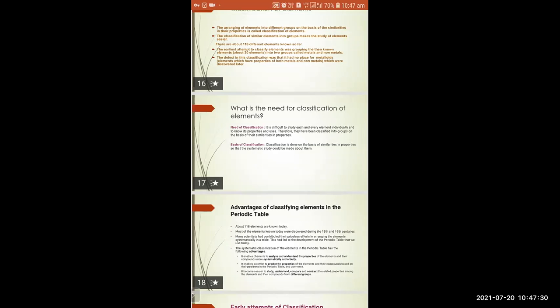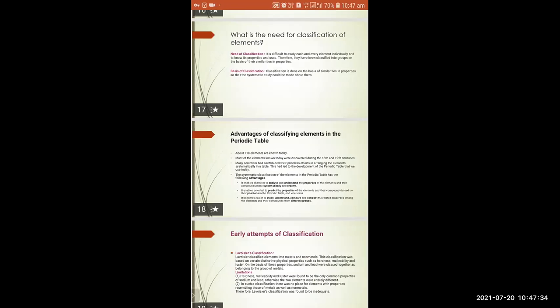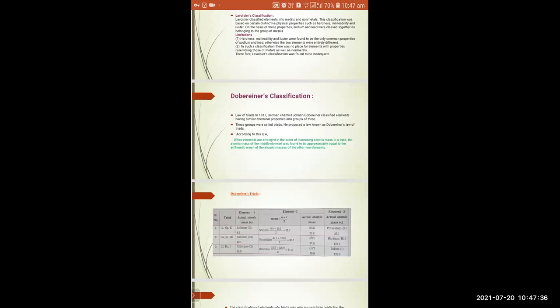Then we studied about Dobereiner's classification. According to Dobereiner, when the elements are arranged in the order of increasing atomic mass in a triad, the atomic mass of the middle element is found to be approximately equal to the arithmetic mean of the atomic masses of the other two elements. We have also studied three examples.